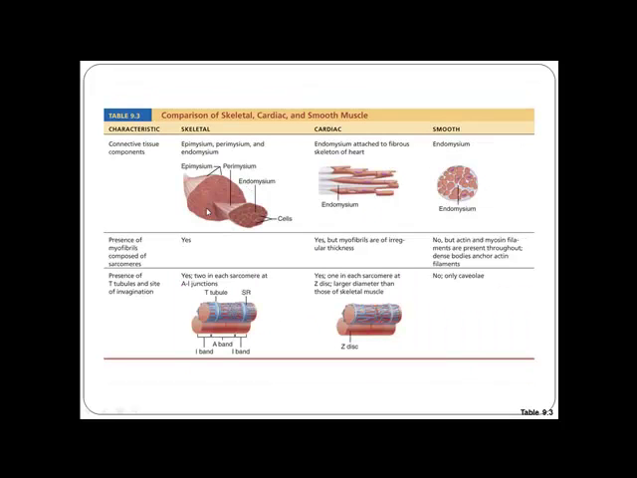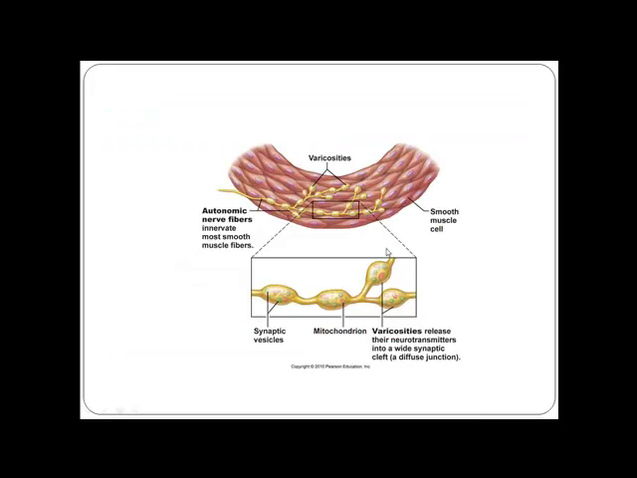Okay, skeletal muscle will have its endomysium, perimysium, and epimysium. Cardiac muscle and smooth muscle will only have the endomysium. Skeletal muscle will have its T-tubule. Cardiac muscle will have its Z-disc, which is similar. Skeletal and cardiac muscle both have the sarcoplasmic reticulum, while the smooth muscle doesn't. Here are those little varicosities. These are fluid-filled sacs placed all over the smooth muscle. So the smooth muscle contracts in this rhythmic pattern.